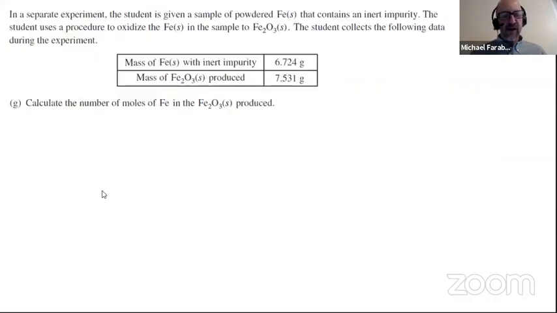All right, here we have a simple calculation. Calculate the number of moles of iron in the Fe2O3. Now we are given 7.531 grams of Fe2O3. You can kind of ignore for this problem the mass of the iron with an inert impurity and just focus on this. Calculate the number of moles of iron in the Fe2O3. Okay, let's take a look at the student's answer.